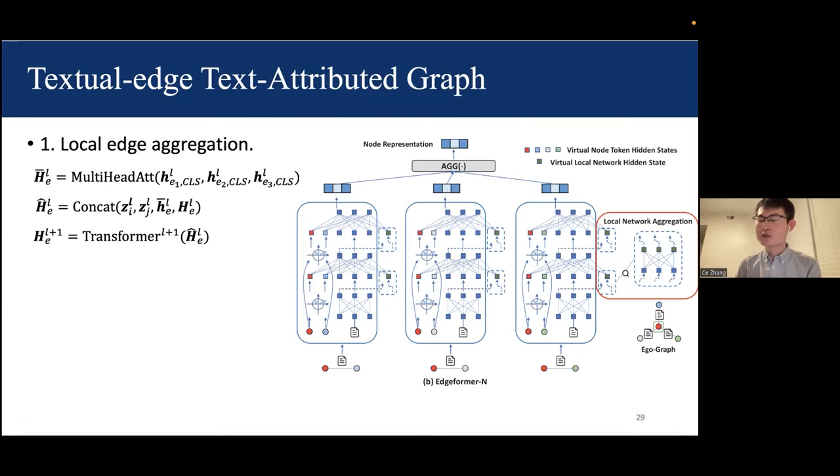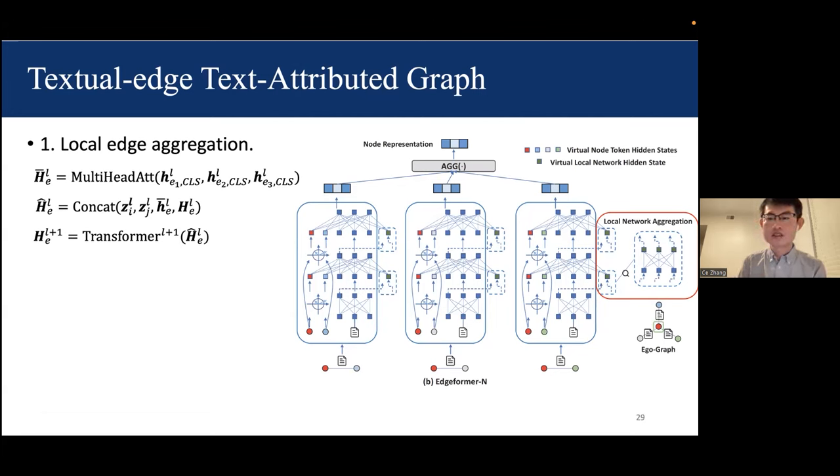So the overall process is similar to our previous model. The only difference is that we want to have one more token embedding here. This token embedding is obtained by this node local network aggregation. Because for now we have three documents, right? We want to exchange information among these three documents.